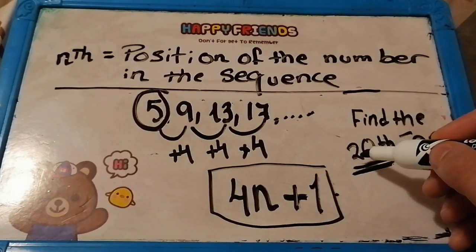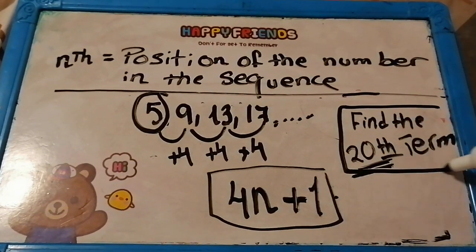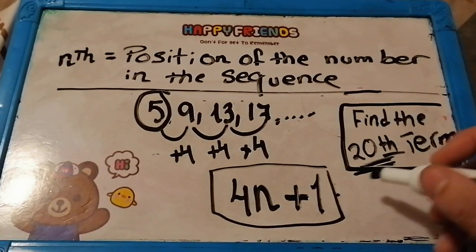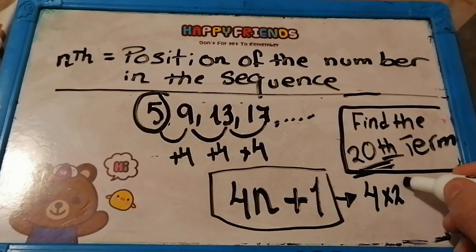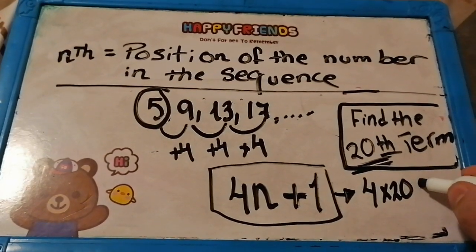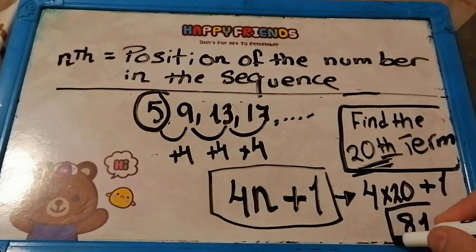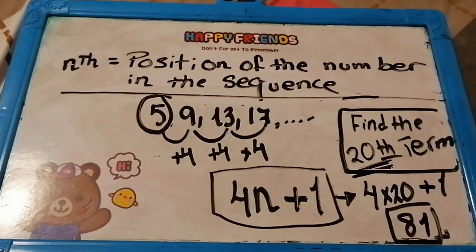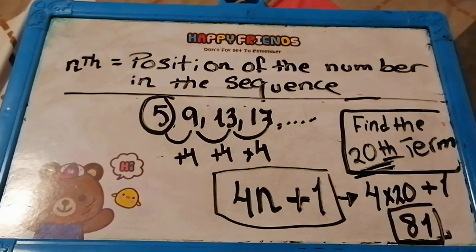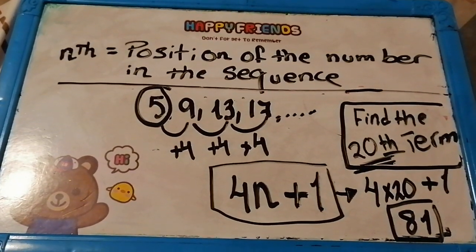N here in the question is 20. Why 20? Because this is the question that he wants. He wants the 20th term. So let's substitute. What is 4 times 20? 4 times 20 is 80. Plus 1, 81. So the 20th term in this sequence is 81. You keep on counting in this sequence 20 times, and you will find that the 20th number is 81.